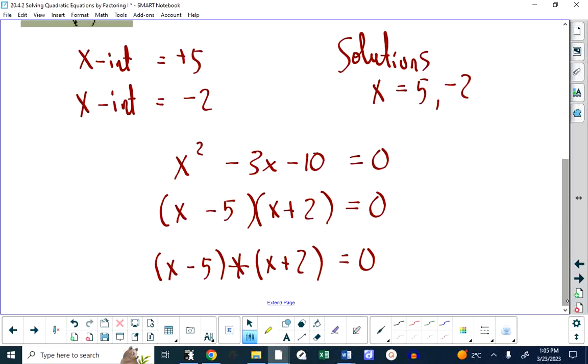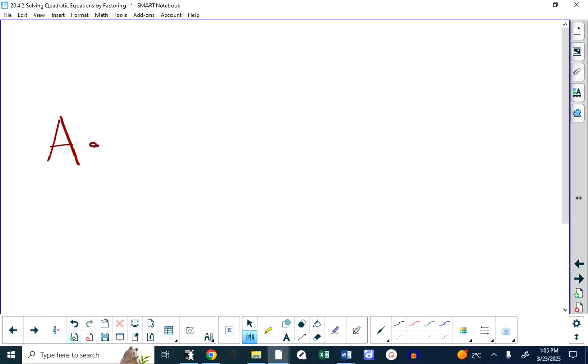If I have this multiplied by that, if I have two things multiplied together, what's the only way I can get 0? If I told you that this multiplied by this has to give me 0, what's the only way that I can get 0 out of that? What has to be true about A? Go ahead. One of the two has to be equal to 0, right? So if I have A times B equals 0, this becomes A equals 0 or B equals 0.